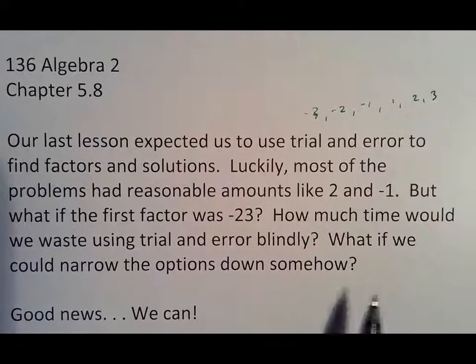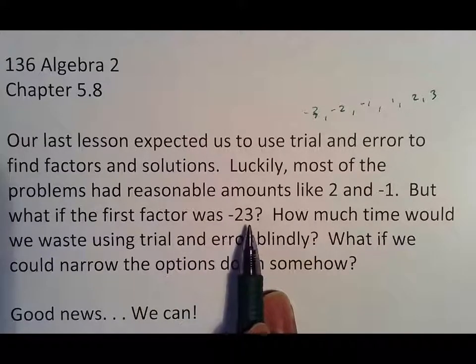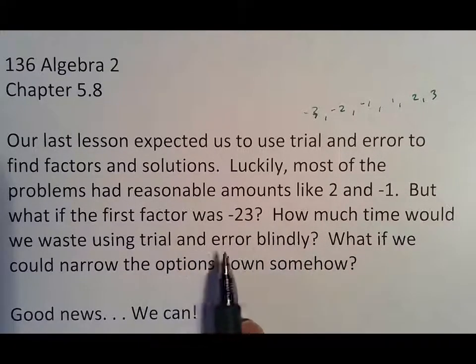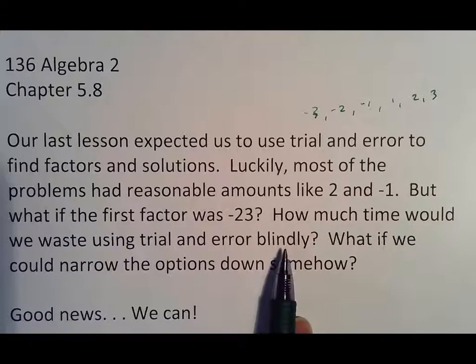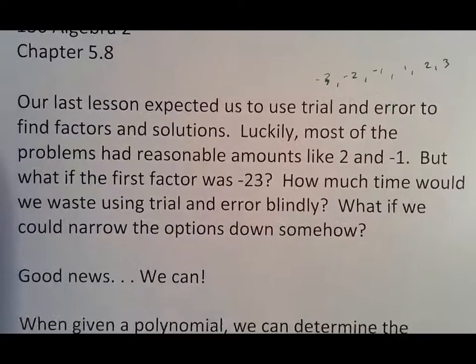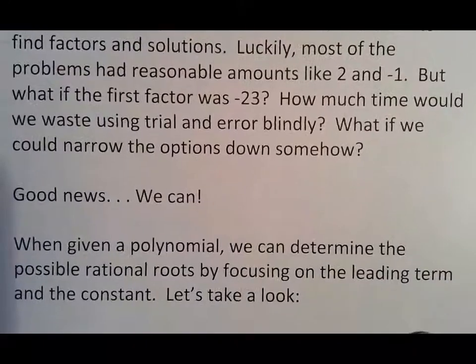But, a few questions. What if the first factor that you would find was -23? What if it was 1.5? What if it was 3/5 or something like that? How much time would we waste just blindly doing that? And last question, what if we could narrow the options down somehow? Well, the good news is we can.